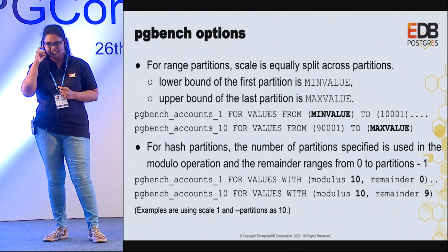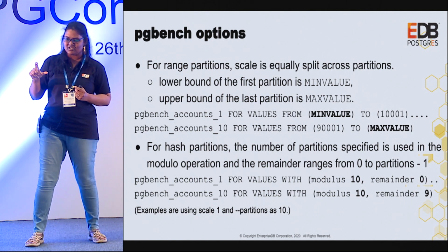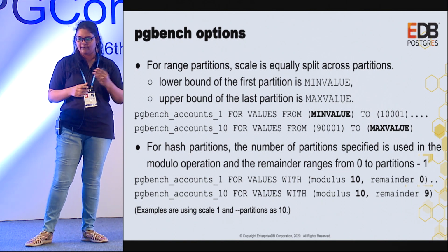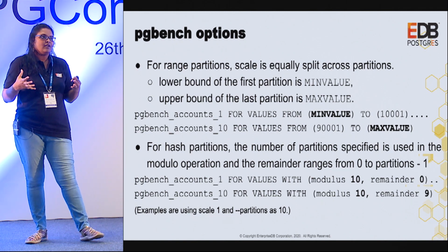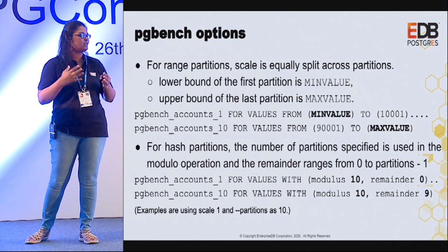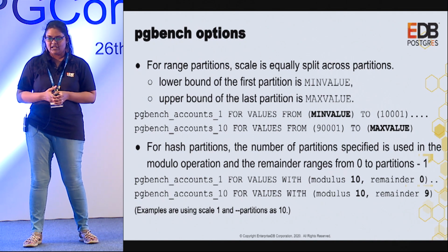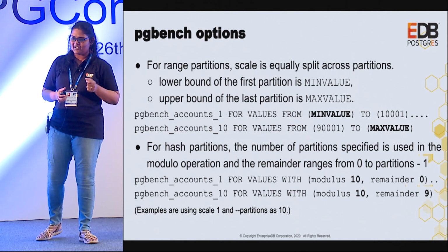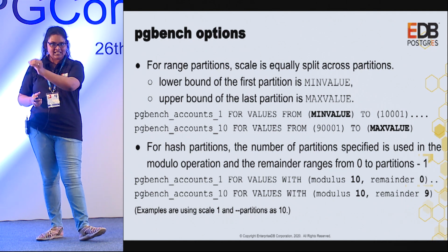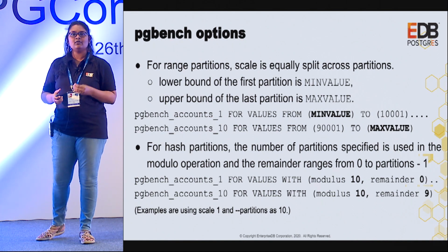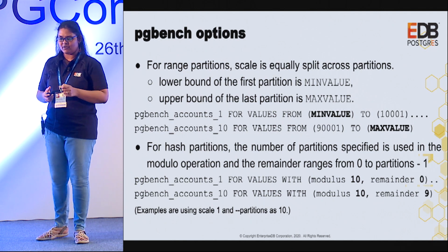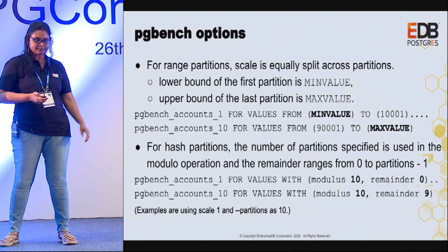And for hash partitioning, whatever number of partitions you specify to be created, that would be used in the modulo function, and then the remainder obviously will be from 0 to partitions minus 1. So again, for scale 1 and partition count as 10, the first partition would have modulo 10, remainder 0, and so on it will go, the remainder will go from 0 to 9. So the last partition is modulo 10, remainder 9.